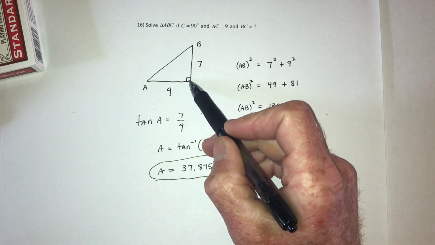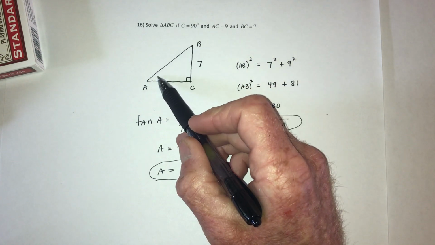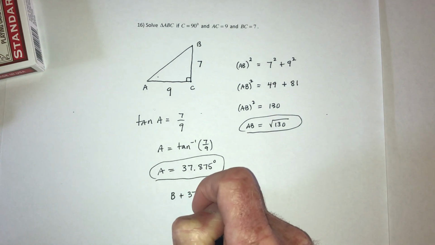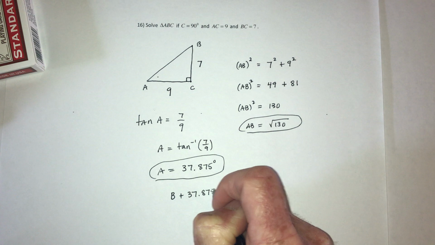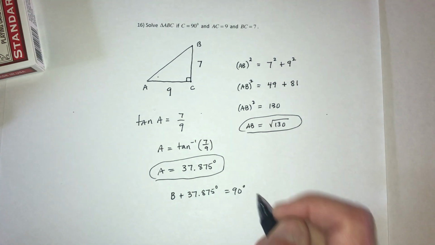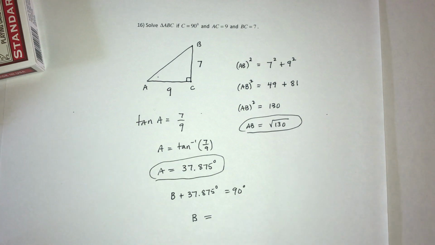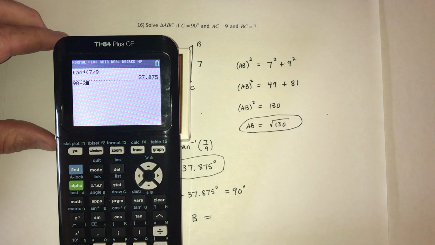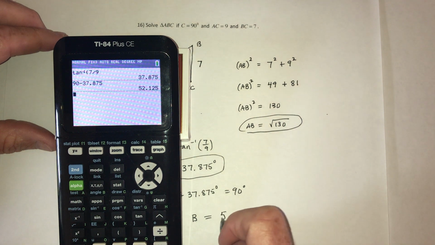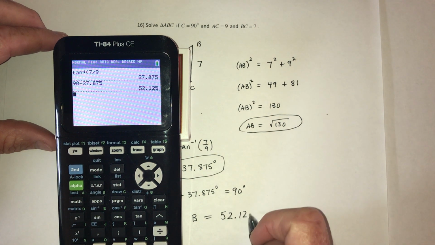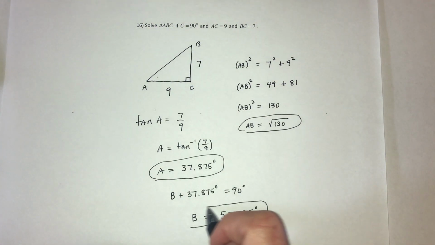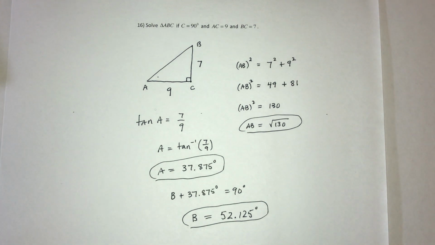And angle C is already 90. That means that angle B and angle A have to add up to 90. So angle B plus 37.875 has to equal 90. And then subtract. 90 minus 37.875 is 52.125 degrees. And now we've found all of the sides and all of the angles. So that triangle is solved.